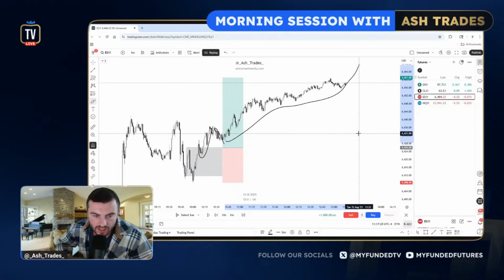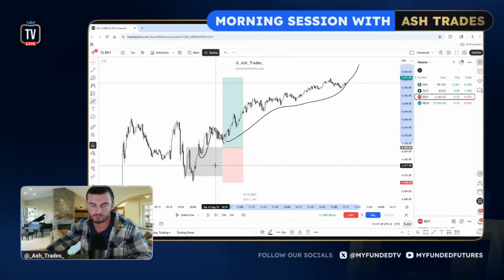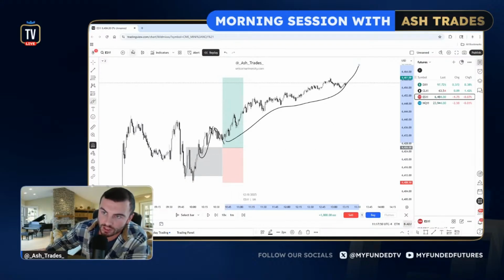Why did you long ES in this example and not NQ? Go ahead, chat, throw it in there before I just hand it out. Why are we looking at ES in this example and not NQ? Very good job, chat. Very good job. Bullish SMT.